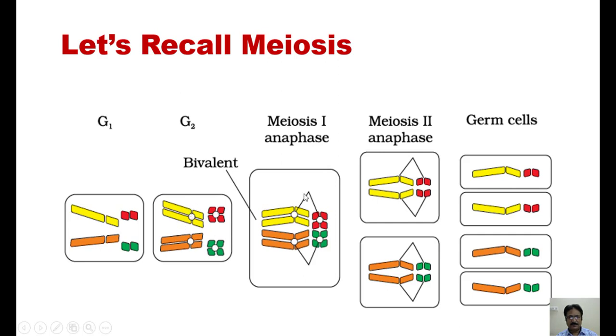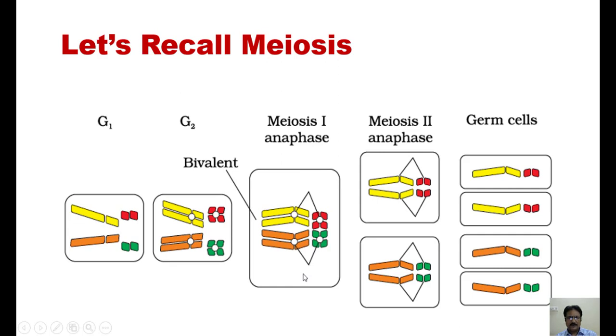Now this cell enters into the meiosis 1 phase, or the anaphase stage. What happens? During anaphase, the chromosomes are pulled towards the poles. You can see them lying in the equatorial plate from each bivalent. You can see here this chromosome, this chromosome. This is one pair of chromosomes. This is another pair of chromosomes. So this yellow one and the red one go to this pole. Orange one and the green one go to this pole.